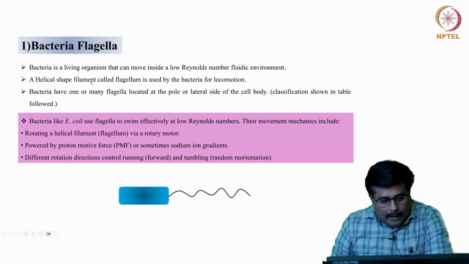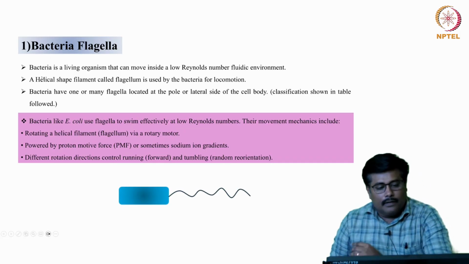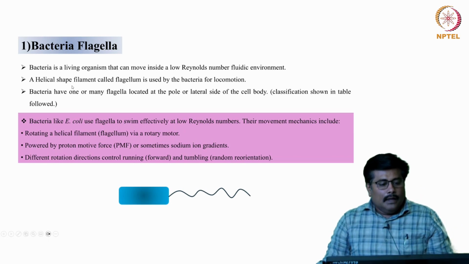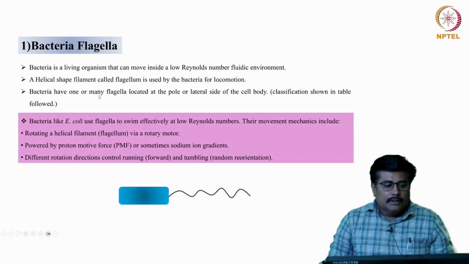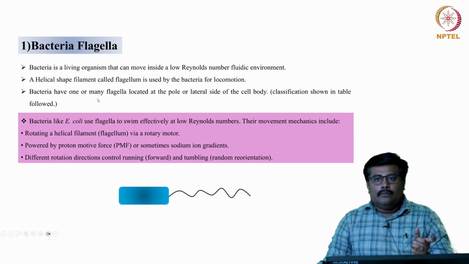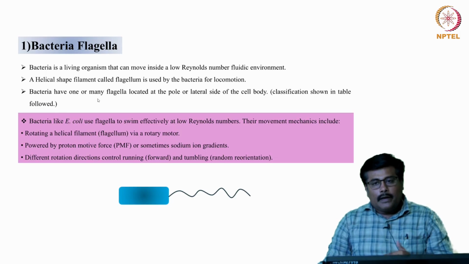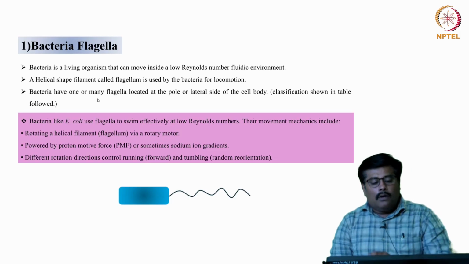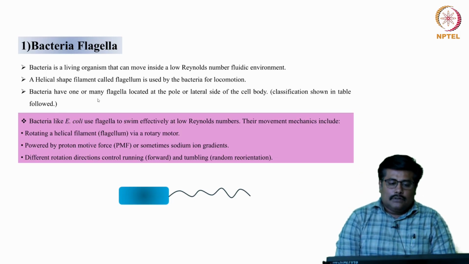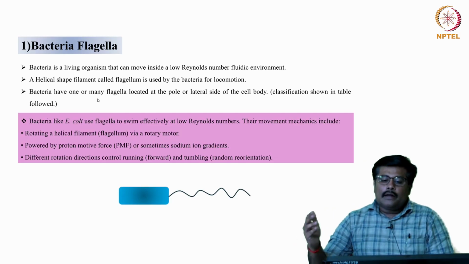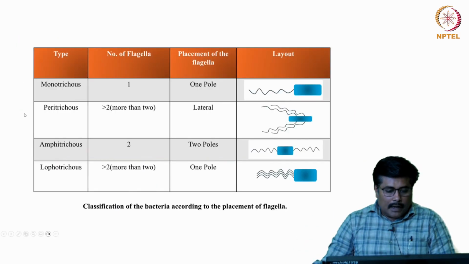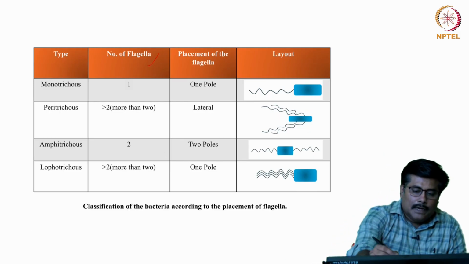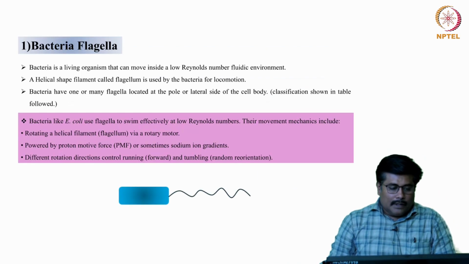In the case of bacterial flagella, the bacterium is a living organism that can move in a low Reynolds number fluidic environment. Since it has a helical-shaped filament called a flagellum, it is used by the bacteria for appropriate locomotion. These bacteria have one or many flagella located at the pole or the lateral side of the cell body. This is a classification, where we classify with reference to the number of flagella and the placement of the flagella.